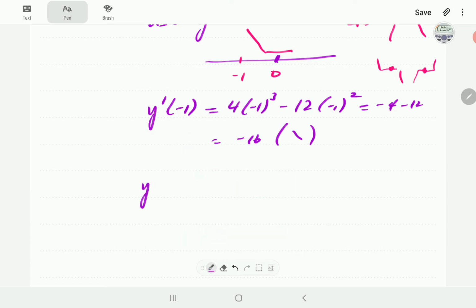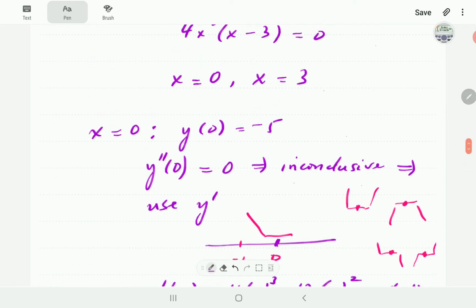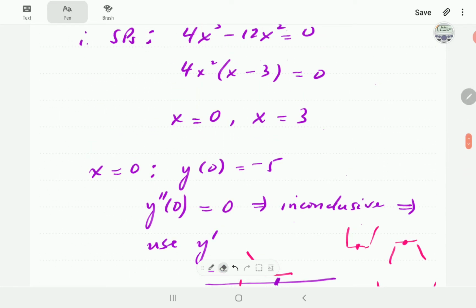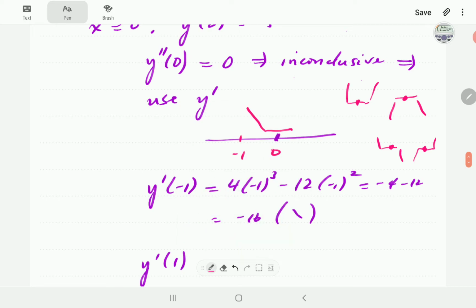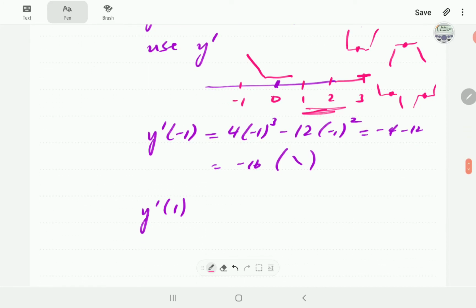And then if we take a point on the right hand side, x equals to 1, it's going to be immediately to the right. We know there is another stationary point at 3, so we don't want to go beyond 3. So if this is 1, this is 2, we know there is another stationary point at 3. So we want to choose a point somewhere here. So we're going to use x equals to 1. So when we plug in 1, it's going to give us 4 minus 12, which is -8.